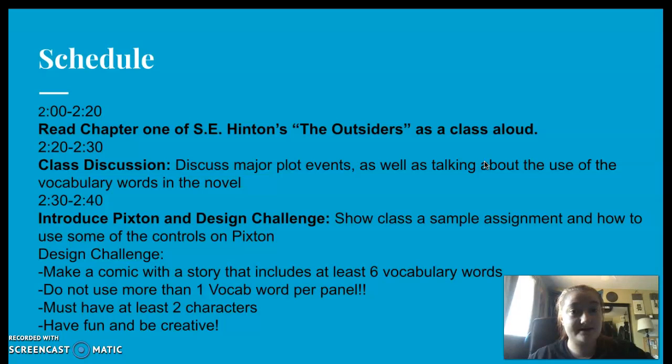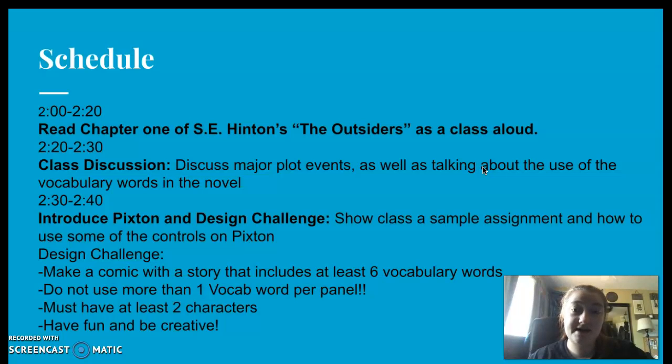I will show the class a sample project so that they can get an idea of what they need to do. For the actual design challenge, the directions are going to be to make a comic with a story that includes at least 6 vocabulary words. I do not want them to use more than one vocabulary word per panel, so a minimum of 6 panels. And it has to have 2 characters. We don't want a story where just one character is talking to themselves.